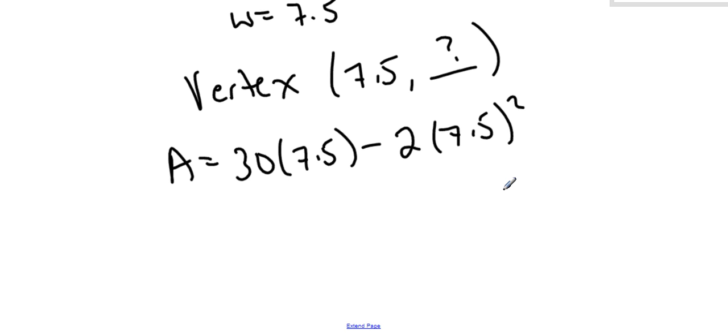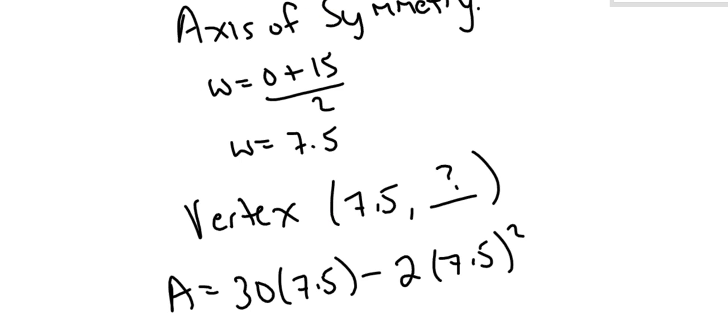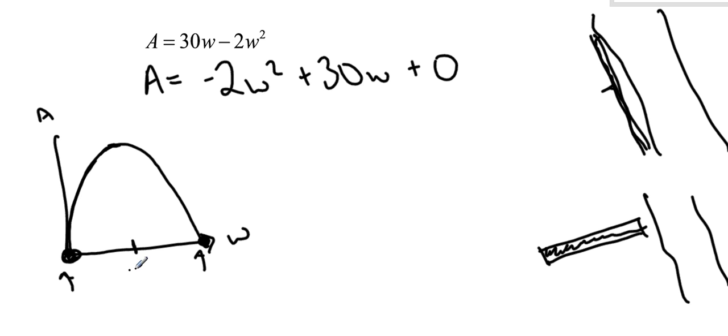30 times 7.5 minus 2 times 7.5 squared. Make sure you know your calculator, please. Make sure you know when it needs you to use brackets and so on. So I get 112.5. So the maximum area of the rectangle is 112.5 meters squared. So again, if you visualize, this was at 7.5, and the maximum here was at 112.5.